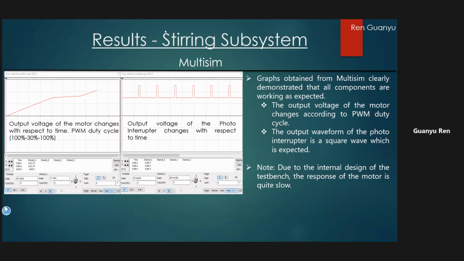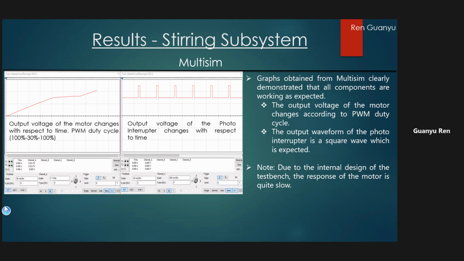So this slide is the results I got from the oscilloscopes connected to the motor and the photo interrupter. On the left-hand side is the motor output signal changing with respect to time, with the duty cycle adjusted from 100 to 30 to 100%. On the right-hand side is the output voltage of the photo interrupter changing with respect to time.